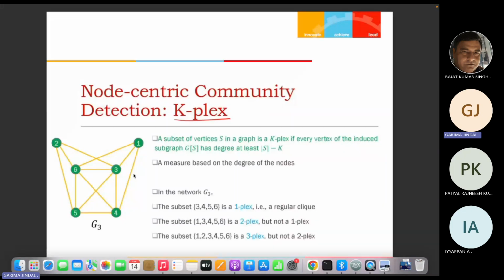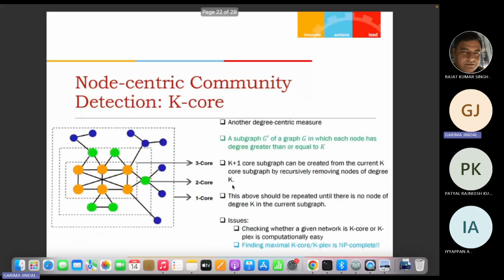The important thing to note here is the definition: a subset of vertices in a graph is called a k-plex if every vertex of the induced subgraph has degree at least s minus k. So the definition that the degree is at least s minus k is very important. Based on that, you can identify the value of k in the k-plex, and using the k-plex value, one can identify the communities.